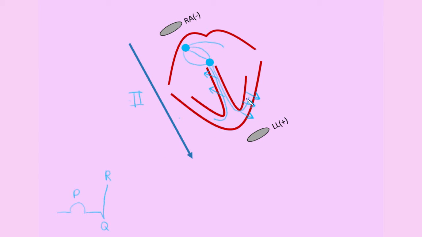Then, as depolarization proceeds, it starts to go up the Purkinje fibers in this direction, which moves us away from the left electrode, giving us a slight negative deflection in our S wave. And then we have complete depolarization of the ventricles, so there is another pause in electrical activity, giving us our flat tracing here.